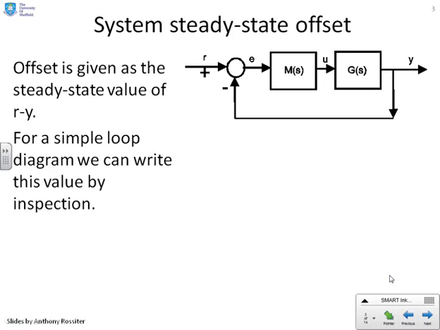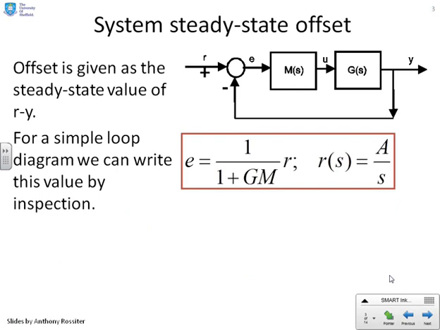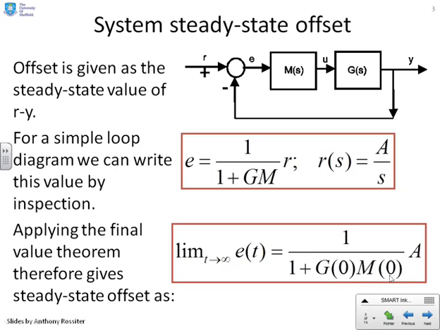First, a few reminders of the formula we're going to use. For a simple loop diagram like this, the error can be calculated as 1/(1+GM) times R, where R(s) is something like A/s. We're going to use A = 1. If we apply the final value theorem, then the limiting value as t goes to infinity of e(t) is 1/(1+G(0)M(0)) times A. And what we showed in the previous video is clearly that if G(0) is bounded and M(0) is bounded, then this error is always non-zero.